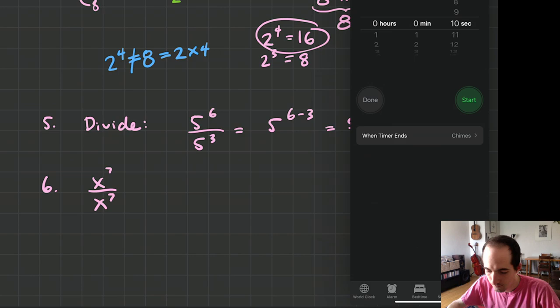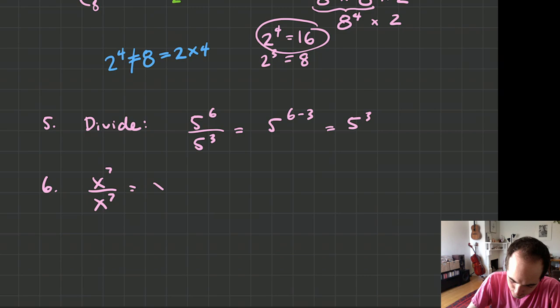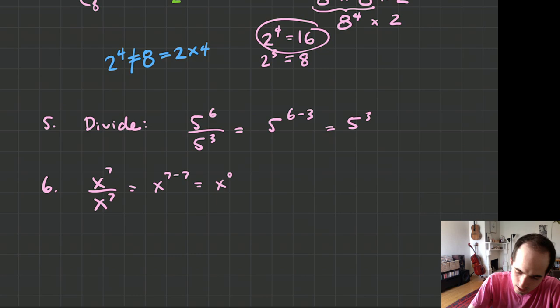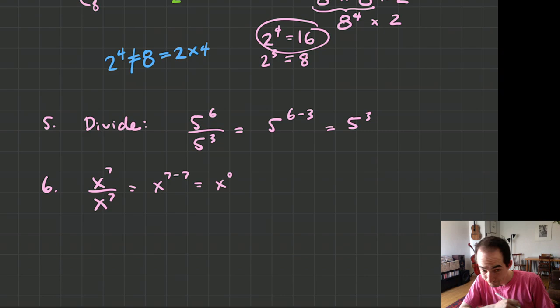Okay, time's up. So this is going to be x to the power of 7 minus 7, which is x to the power of 0. I'm going to leave it as x to the power of 0. Know why? Can anyone think of why I'm going to leave my answer as x to the power of 0? There's actually two reasons. Anyone can think of a reason why I'm going to leave it as x to the power of 0 and not 1? Anything divided by itself is 1.